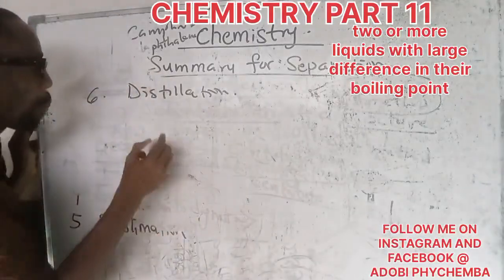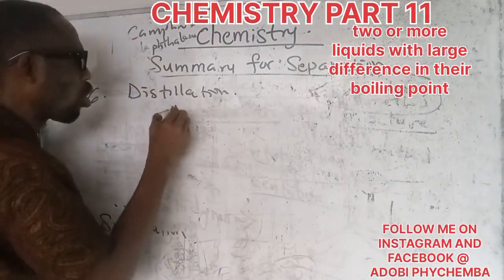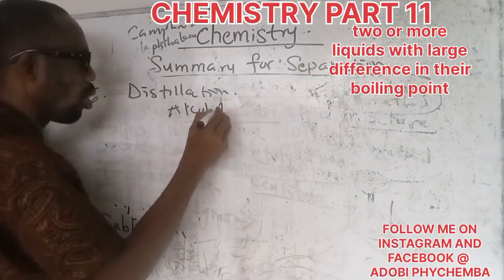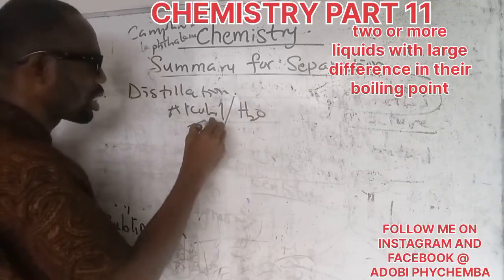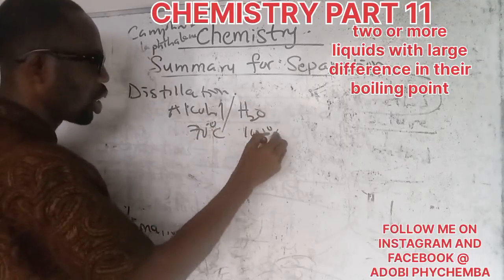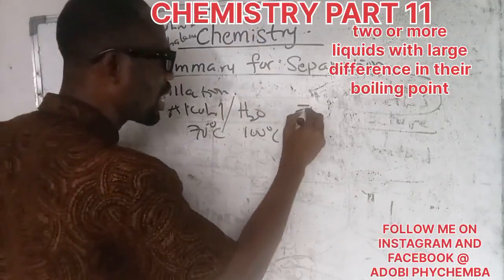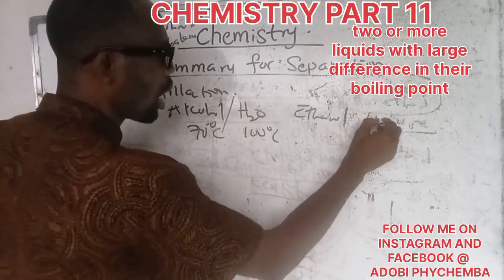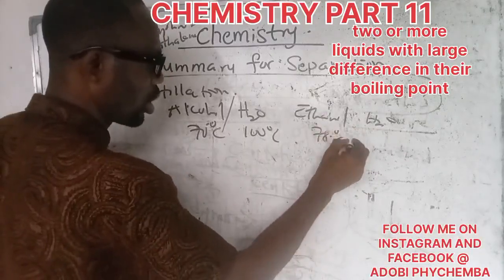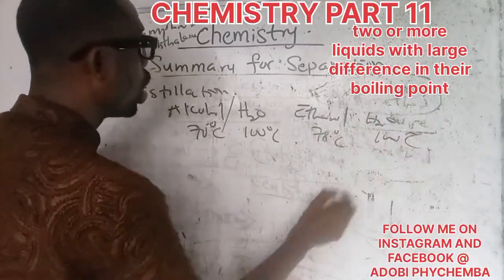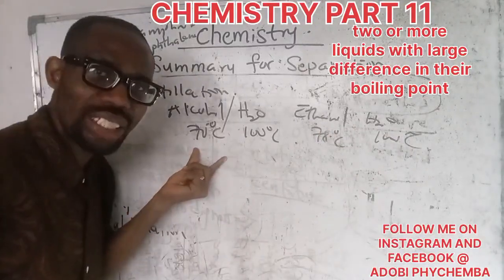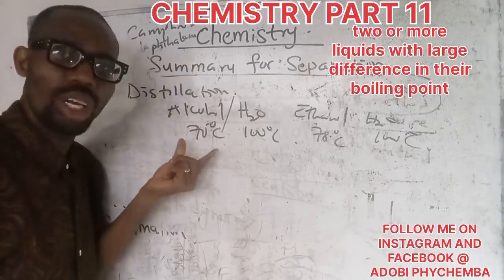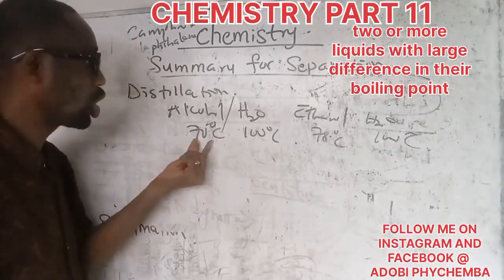And I gave you an example. I think alcohol and water: alcohol 70 degrees Celsius, and water 100 degrees Celsius. The other one I gave you was ethanol and water; ethanol is 78 degrees Celsius, and water is 100 degrees Celsius. So which one will distill first? The one with the lower boiling point compared to water. So this will come out first.